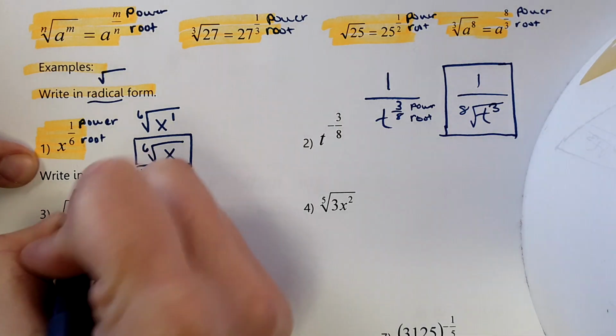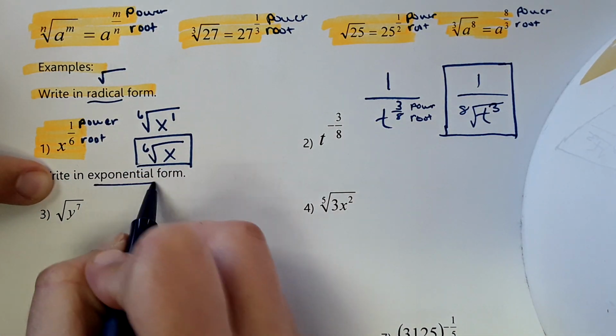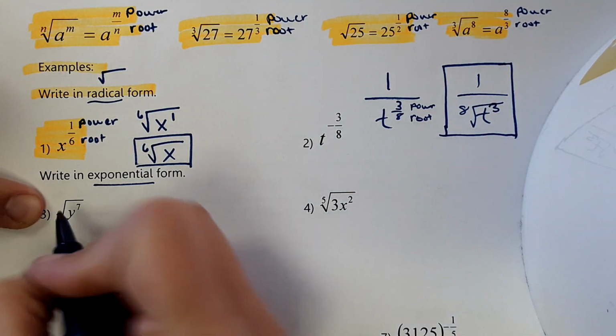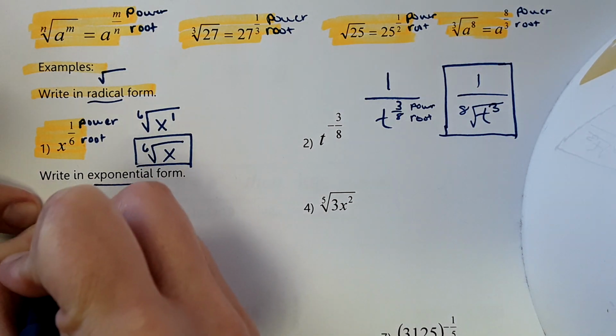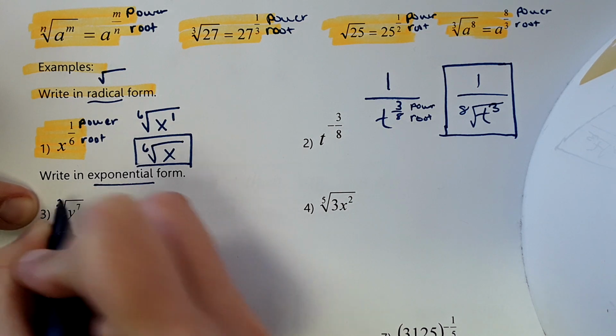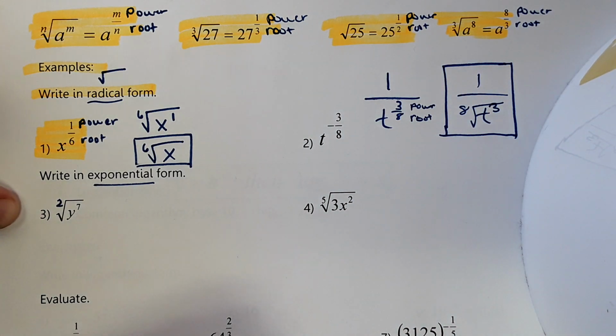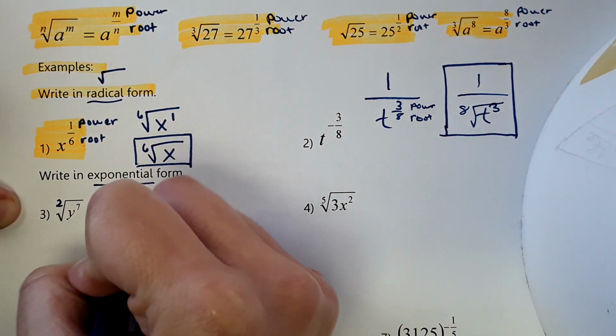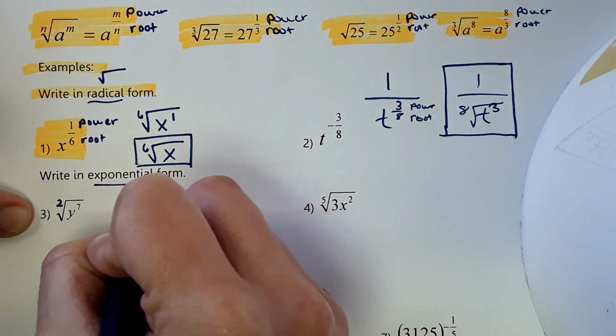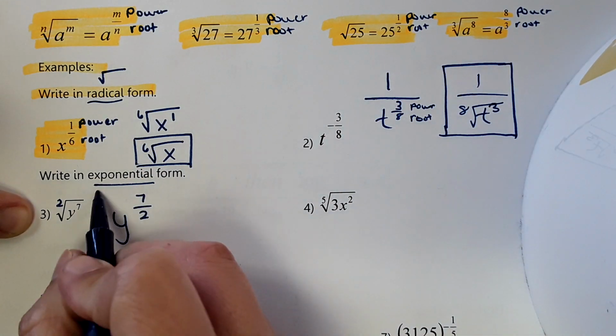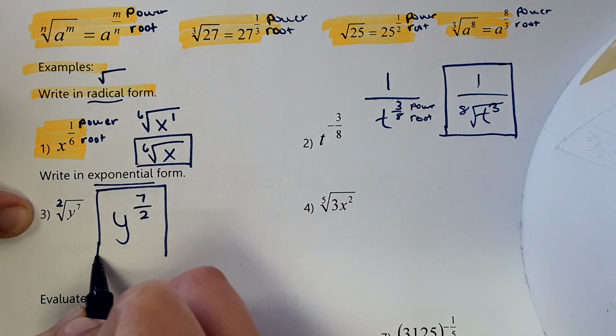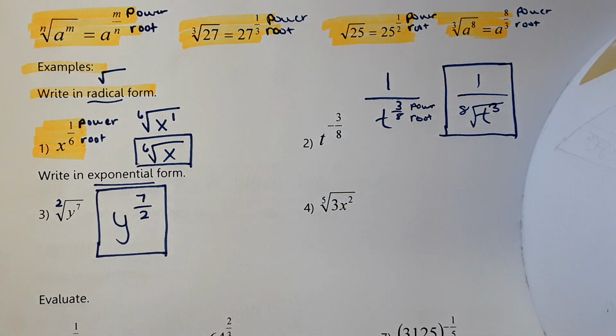So in these examples, we're going from a radical to exponential form. So here we have the power is 7, and then the root, it's not written here, that means it's a square root. So to write this, y, power is 7 over the root, and that is our answer. So is that y to the 7/2 power? Y to the 7/2 power, okay. Yeah.